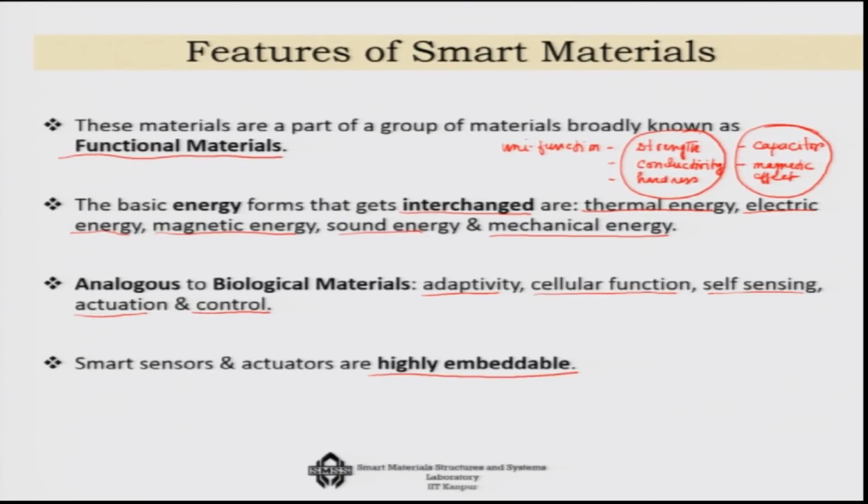And finally, which is why I will be talking about composites as soon as we talk about smart materials, the moment you put these materials inside another structure, it becomes a composite structure, and that is the capacity of these materials: they are highly embeddable. So, in a nutshell, if a material belongs to the functional group, if it has the capacity to interchange energy, if it is adaptive and cellular in nature, and if it is highly embeddable, we can say that yes, these are the features that make a smart material.